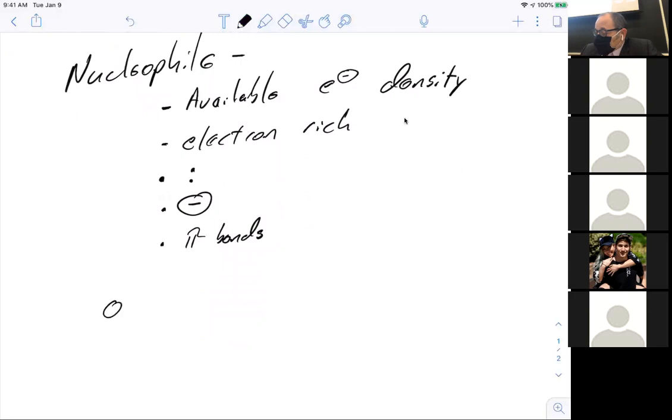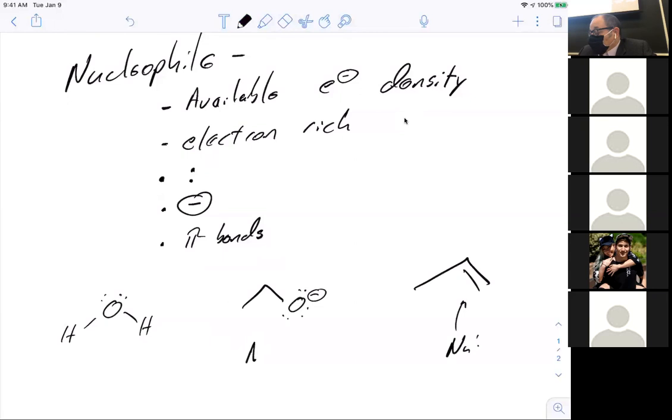So lone pairs: if we look at water, it has a lone pair. It has available electrons, right? That lone pair is available. It could react. So therefore, this is a nucleophile. If we looked at an alkoxide, here it's got lone pairs, but it also has a negative charge. That's going to be a nucleophile. And then if we look at something like an alkene or alkyne, that pi bond makes this a nucleophile. So all of these are nucleophiles.